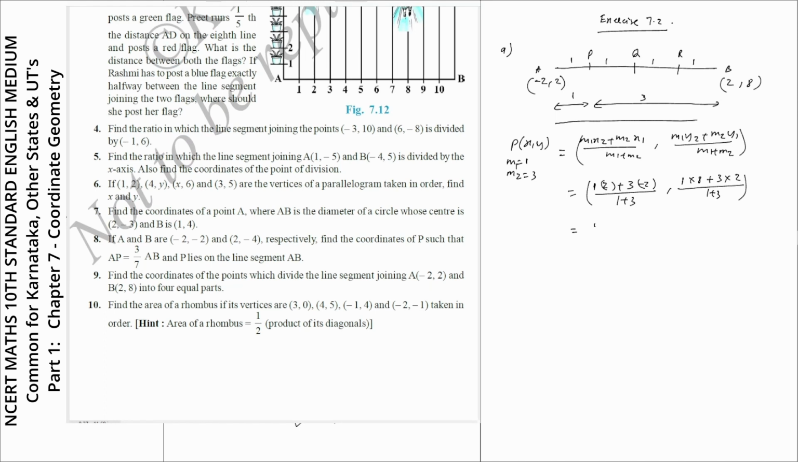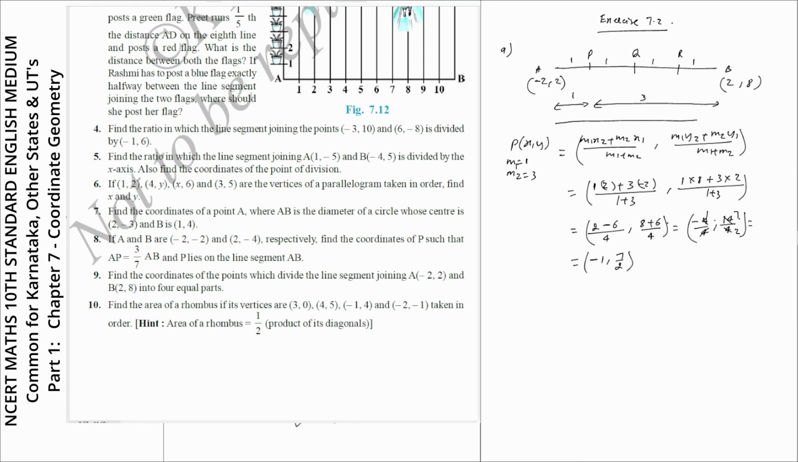So I'll get 1 2s are 2, 3 2s are 6, so (2 minus 6) by 1 plus 3 is 4, comma, 1 8s are 8 plus 3 2s are 6 by 1 plus 3 is 4. So this is equal to (2 minus 6) is minus 4 by 4, comma, (8 plus 6) is 14 by 4. So 4 1s are 4, 2 7s are 14, 2 2s are 4. So I'll get (-1, 7/2) as the coordinates of P.